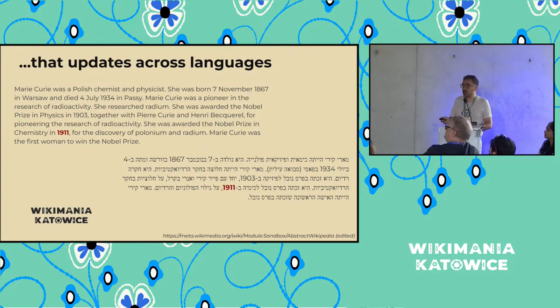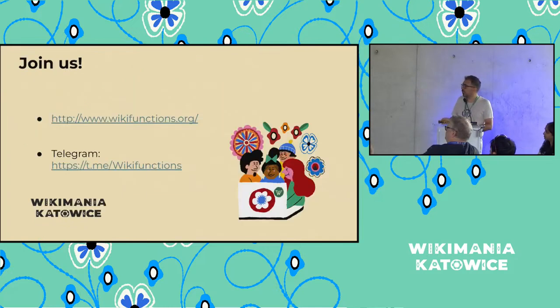And if there are changes in Wikidata, let's say that there is a mistake, that Marie Curie was not awarded the Nobel Prize in Chemistry in 1909, but in 1911, then with a simple change in Wikidata, the resulting text in Abstract Wikipedia will be changed as well. So this is a very gentle introduction. I hope there will be more questions about it. That's what we are here for.